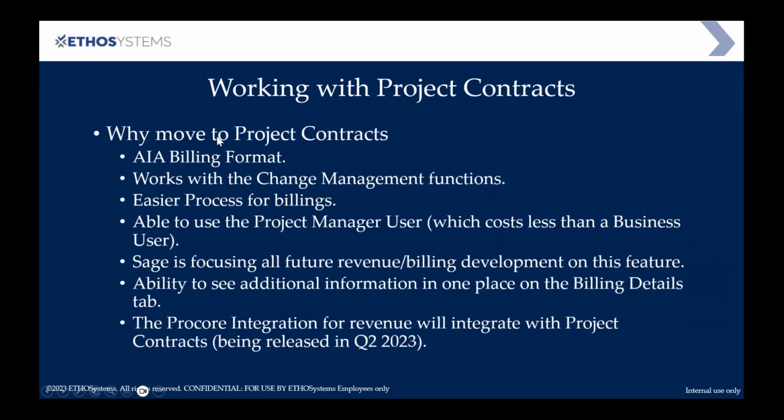So as we said, why move to it? One was the AIA billing format. Also, the other major reason is that it really works with the change management functions. For those who haven't been into that in a while, the change management functions were released several years ago, and they've really enhanced them with each release. So the ability to have both costs and revenue associated to the change orders and be able to tie that back to the project contracts is really ideal. It's also an easier process for billings, and I'm actually going to take you through the billing process today to show you how the billing is done within the project contracts area.